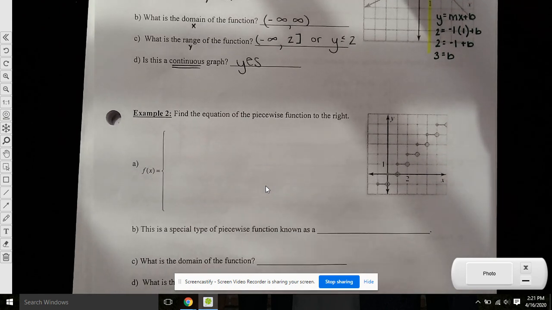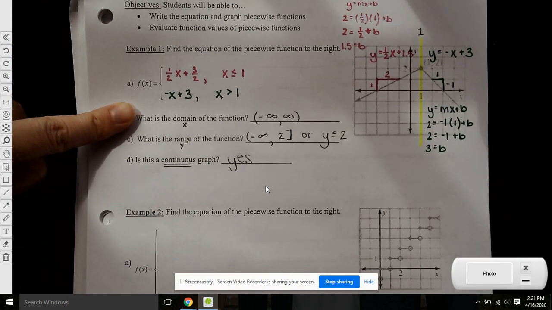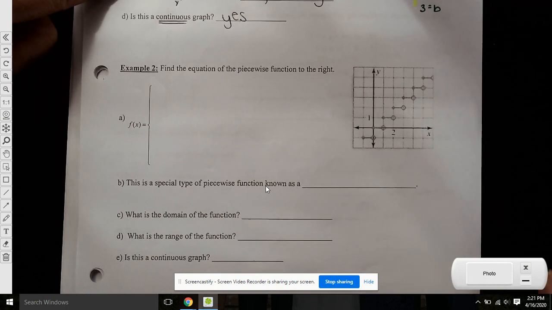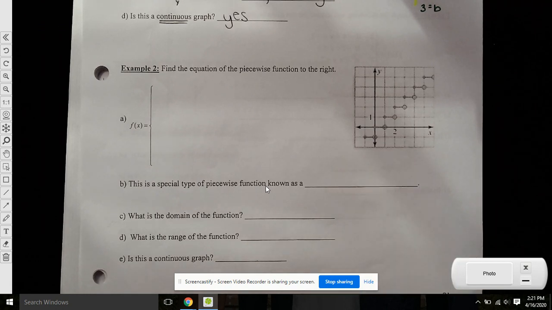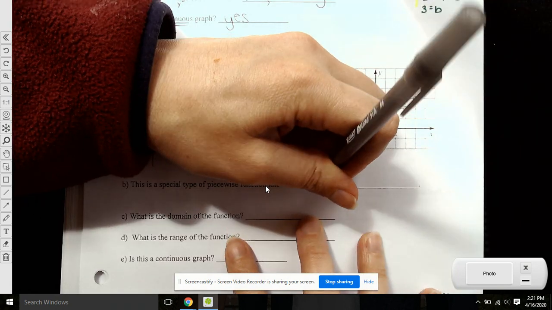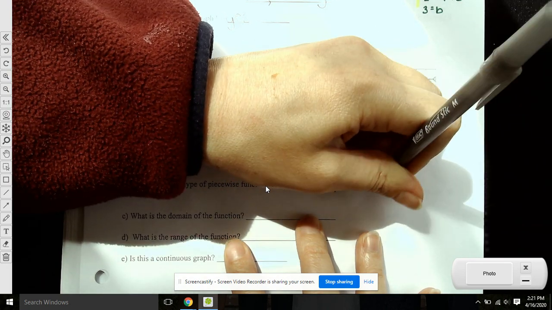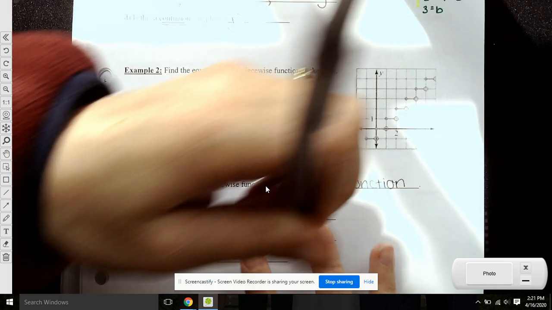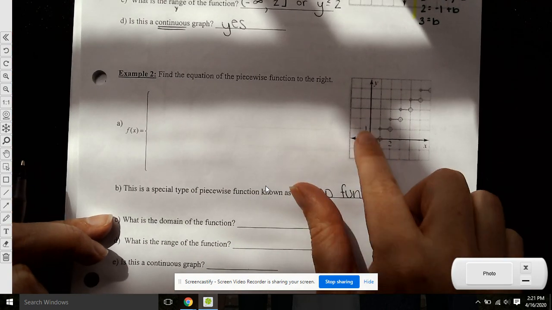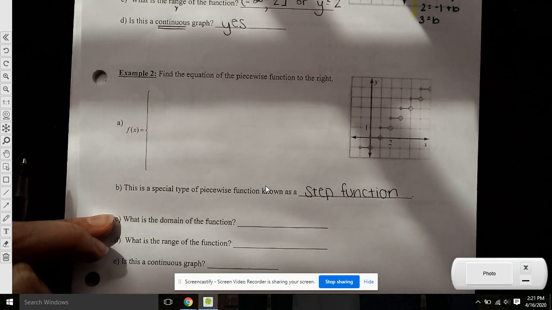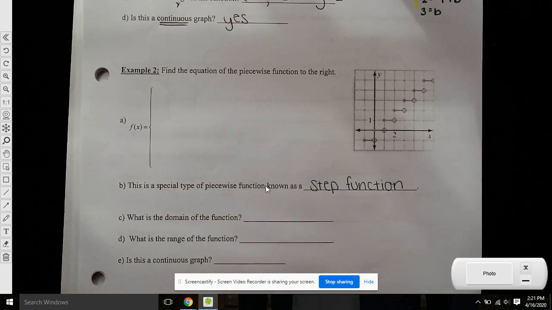So as I mentioned before, this is a piecewise function, and there is a special type of piecewise function, and that's called a step function. Now, you should be familiar with something like this from Algebra 1. The step function is a special type of piecewise function in which all of the parts are just constant functions. So notice it kind of looks like a set of stairs, and that's where it gets its name from.